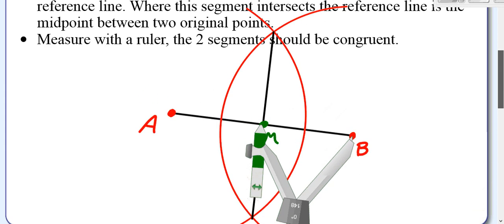Since they're the same length, there's a geometry marking that we're going to use here. We're going to put these little tick marks to show that the two sides are equal, the two sides are congruent.